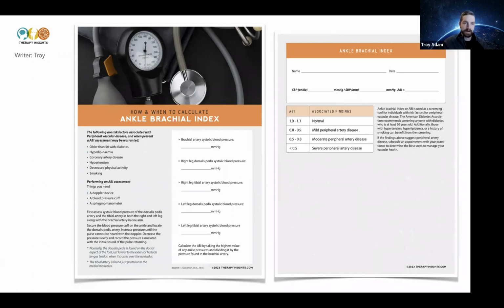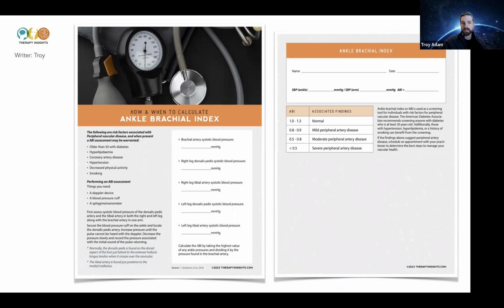In general, they're within about 10 systolic blood pressure, should be within 10 millimeters of mercury from one side to the other. But you're going to record their highest value on either their right or their left side, and then you're going to lay them down.